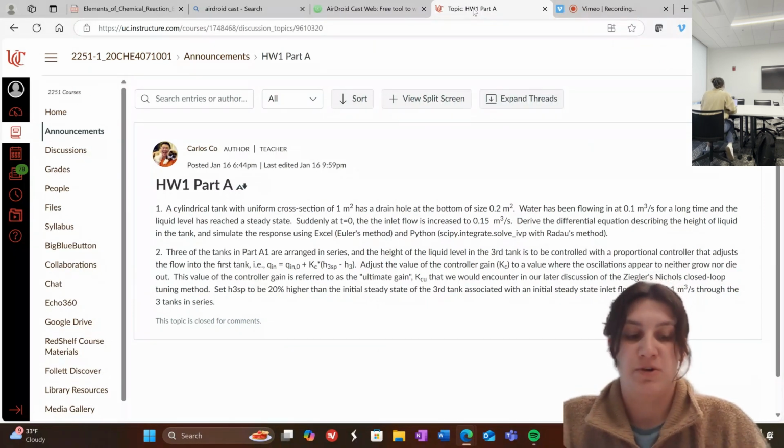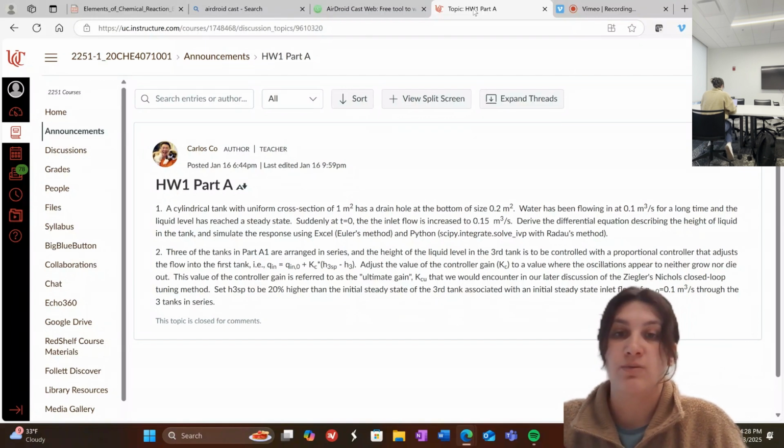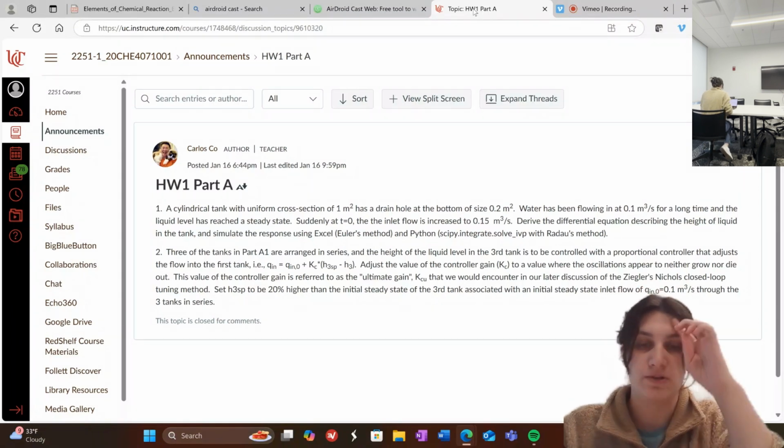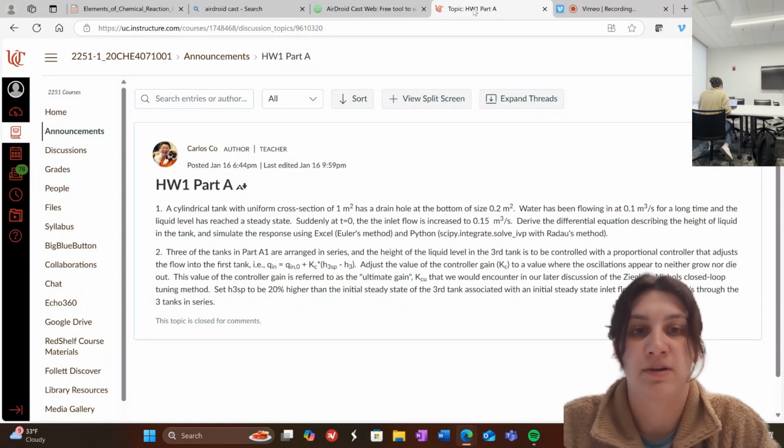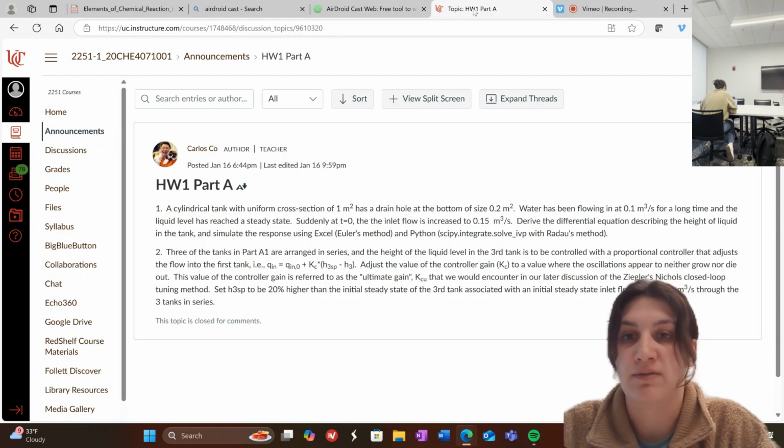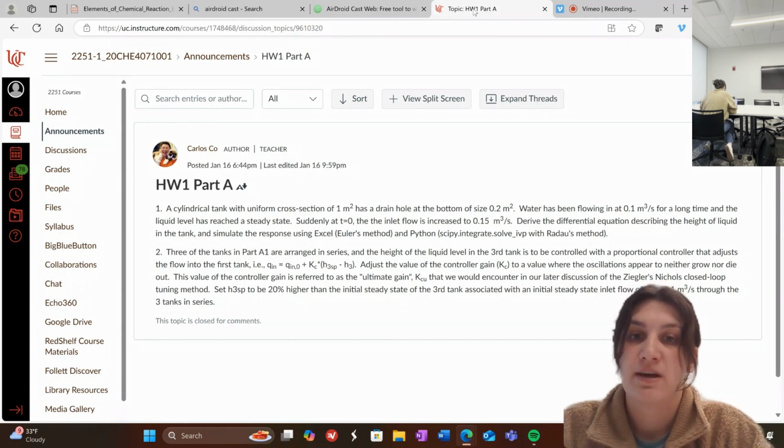The first question of Part A says, a cylindrical tank with uniform cross-section of 1 meter squared has a drain hole at the bottom of size 0.2 meters squared. Water has been flowing in at 0.1 meter cubed per second for a long time, and the liquid level has reached a steady state. Suddenly, at t equals 0, the inlet flow is increased to 0.15 meters cubed per second. Derive the differential equation describing the height of liquid in the tank and simulate the response using Excel and Python.